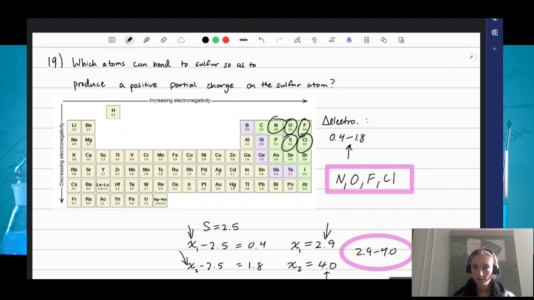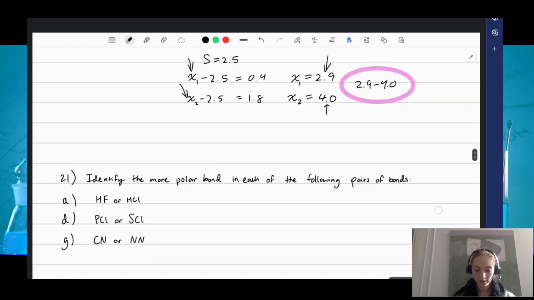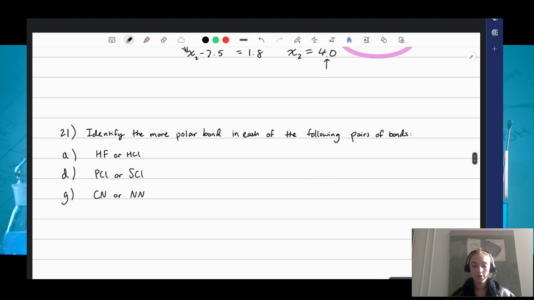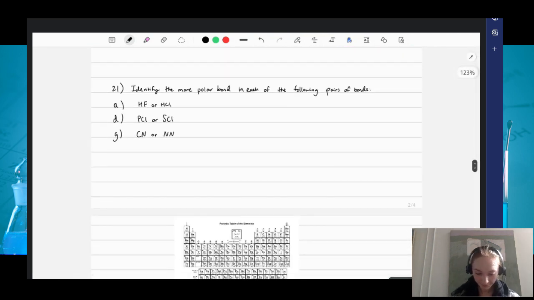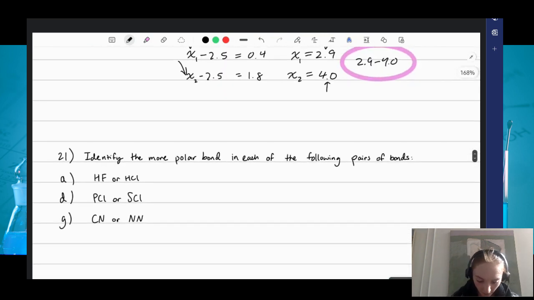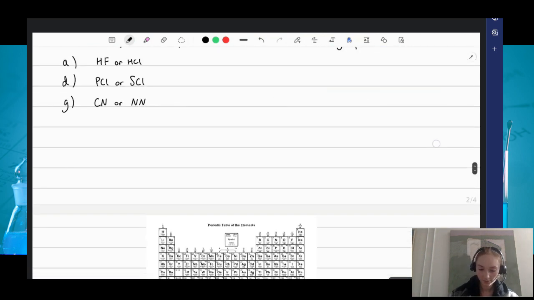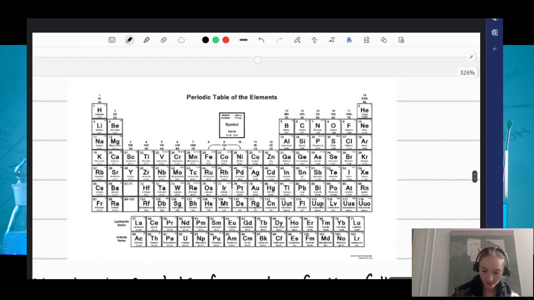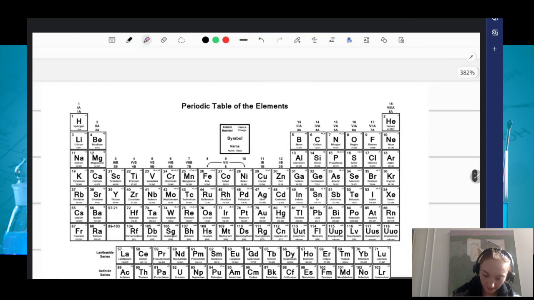Awesome. This is question 21. It says identify the more polar bond in each of the following pairs of bonds. Okay, so this says it is going to be HF or HCl. And looking at our periodic table, zoom in. So we have HCl or HF.